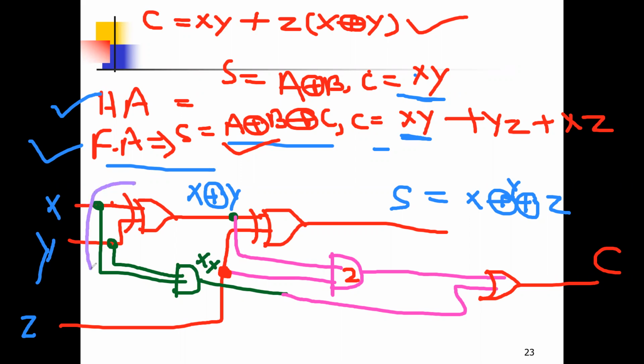This XOR and this AND. What is this circuit? Half adder. What did you use in half adder circuit? One XOR and one AND. So this is half adder or not?